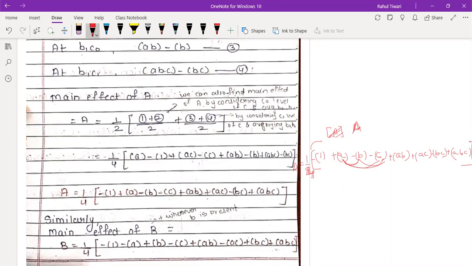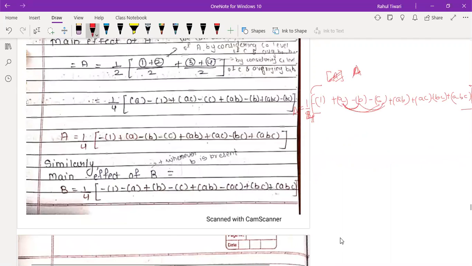Similarly, one can write for B also. So for B, you have to write the same expressions: 1, A, B, C, AB meaning this into this, then BC, then AC, then BC, and then ABC. And since B is present, wherever B is there, you have to write down plus before that. So B is here, you can write down plus. B is here, write down plus. B is here, write down plus. And everywhere else you have to write minus. So there are 4 minuses.